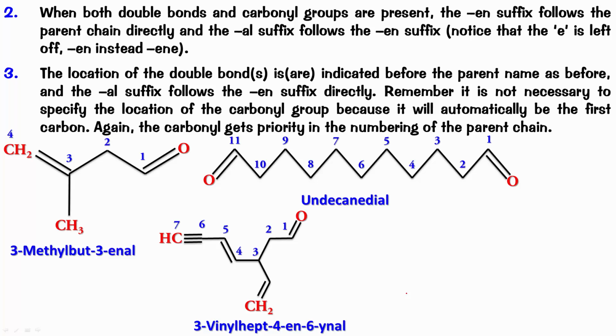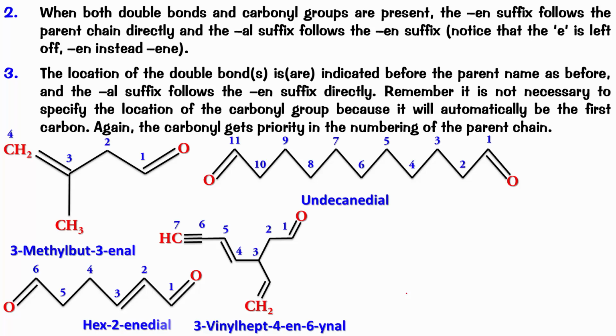Well, try this one. Now here the numbering has to go from the right side because we need to give the double bond the lowest number. So 1, 2, 3, 4, 5, 6. So it is hex-2-enedial. We retain this E because it is dial, starting with D.